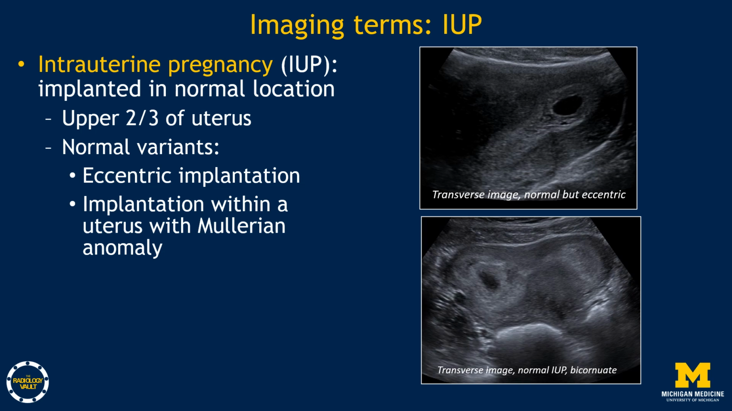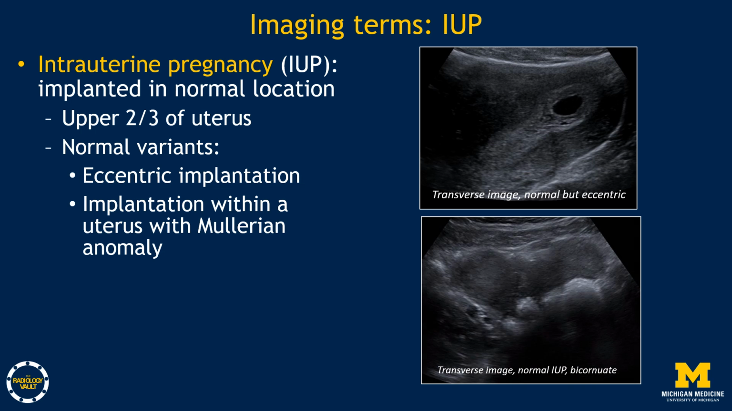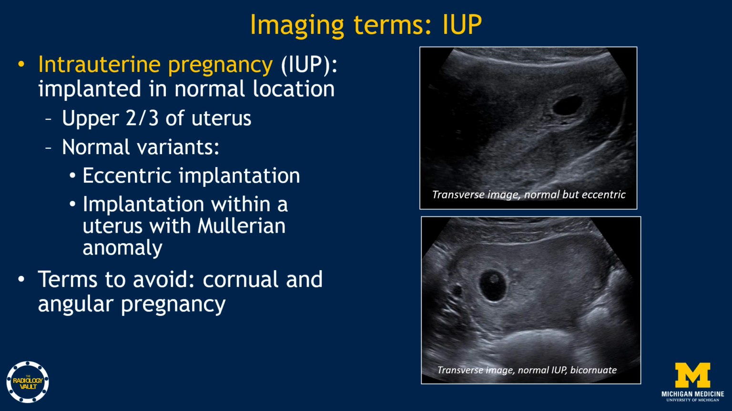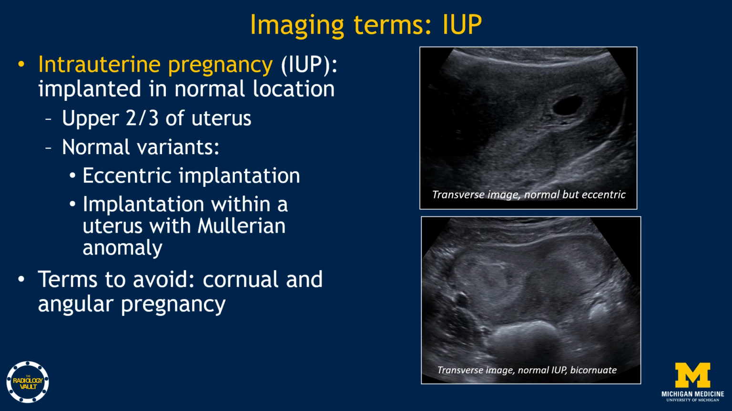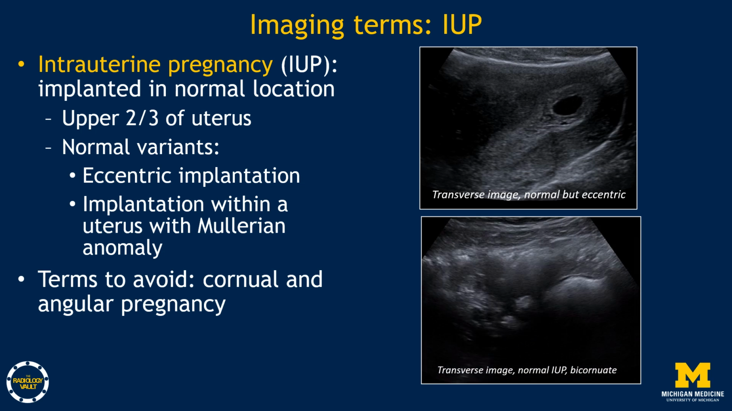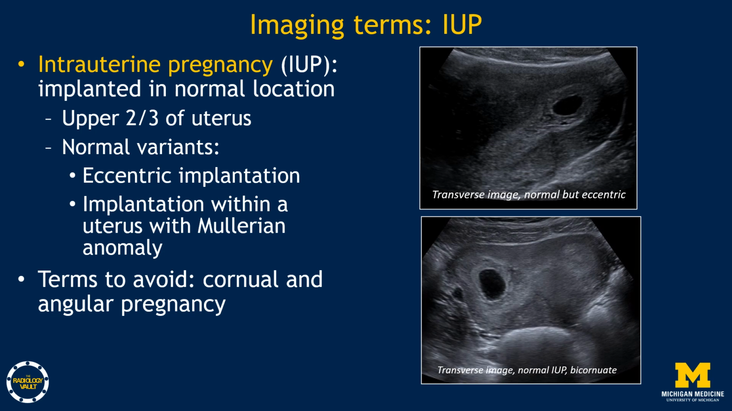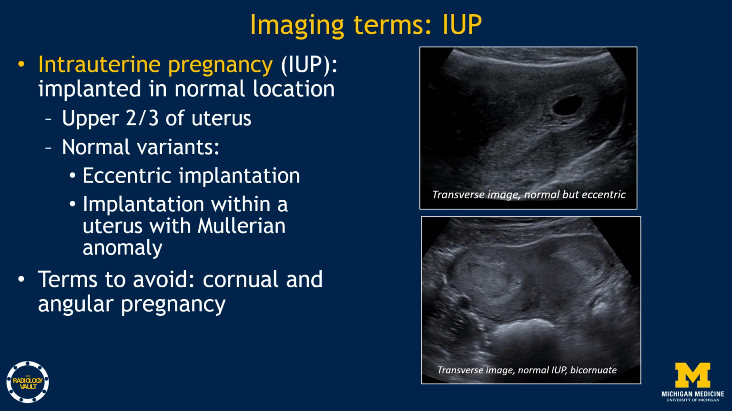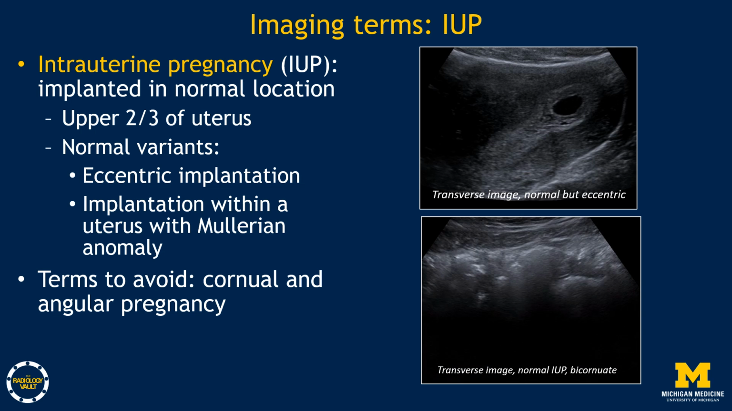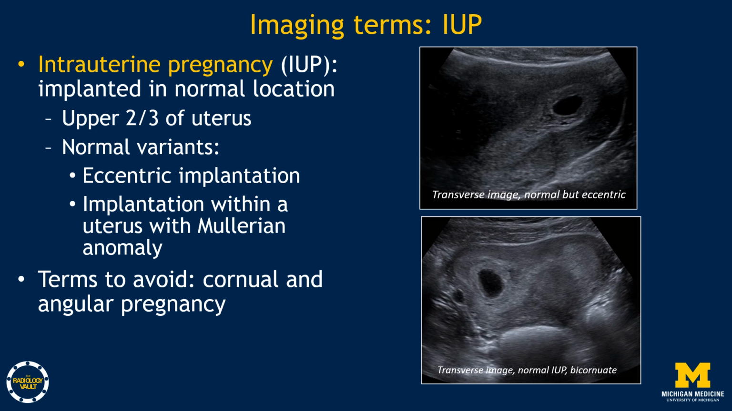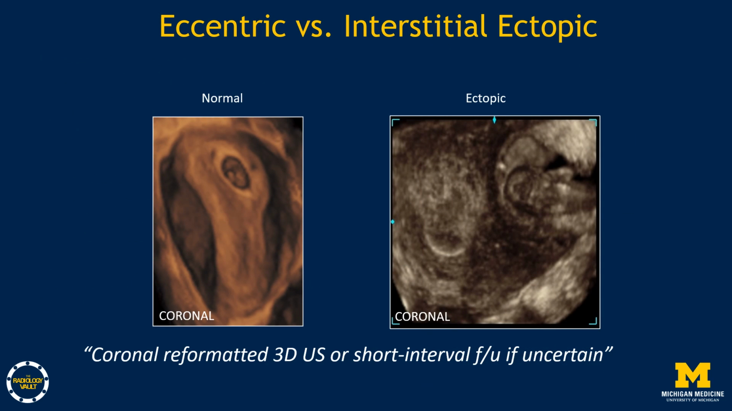right horn. So this is actually called a cornual pregnancy, although to some extent that term should best be avoided altogether. Cornual and angular pregnancy are both confusing terms because they can be mistaken for interstitial ectopic pregnancy that I'll show you on the next slide. So we're going to use the word IUP to describe anything that's in the upper 2/3 of the uterus, which is the normal physiologic location for implantation.